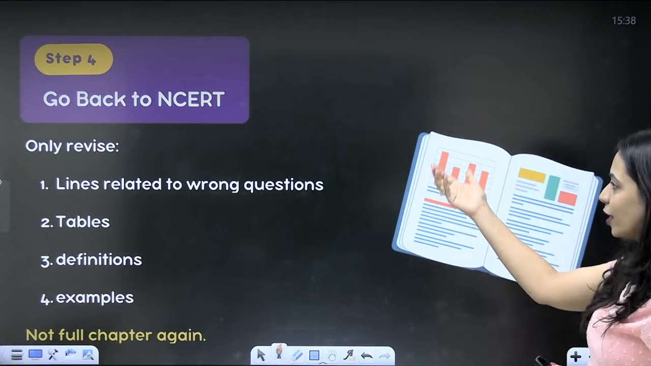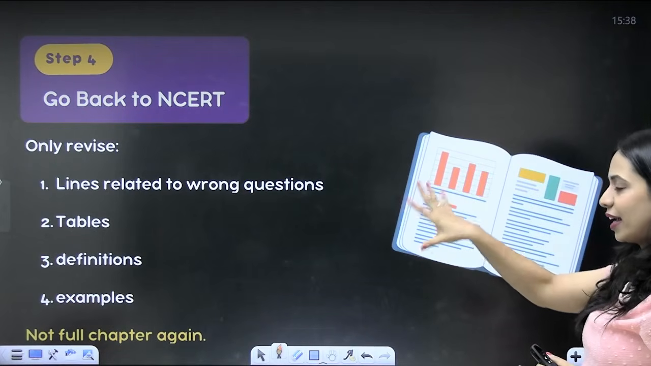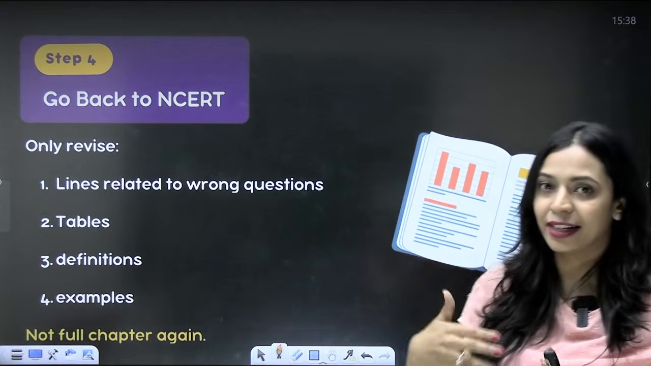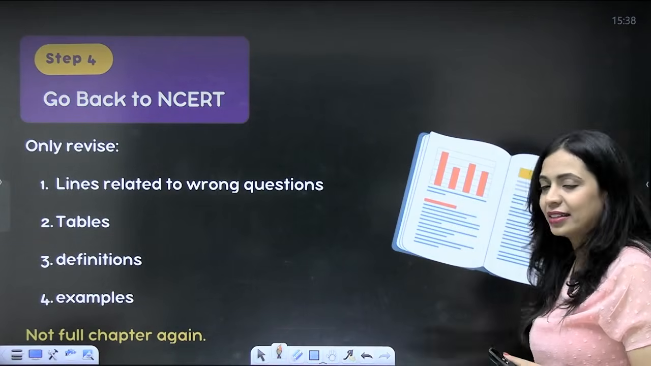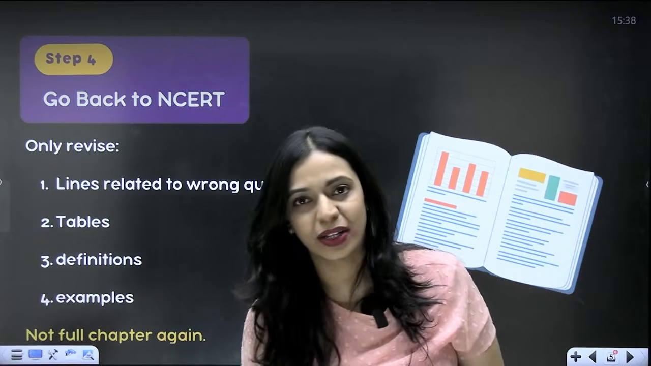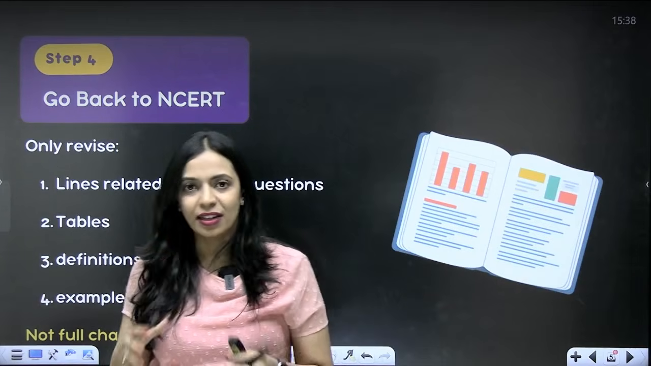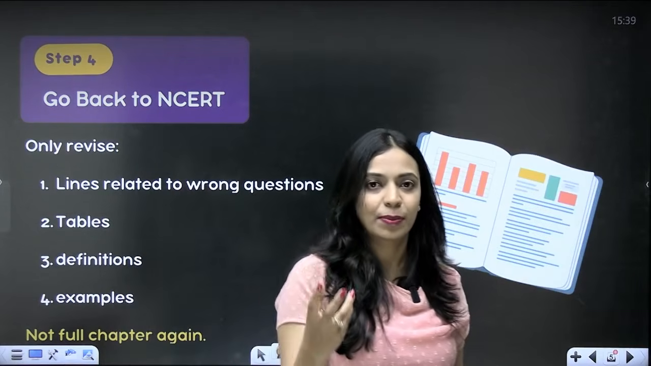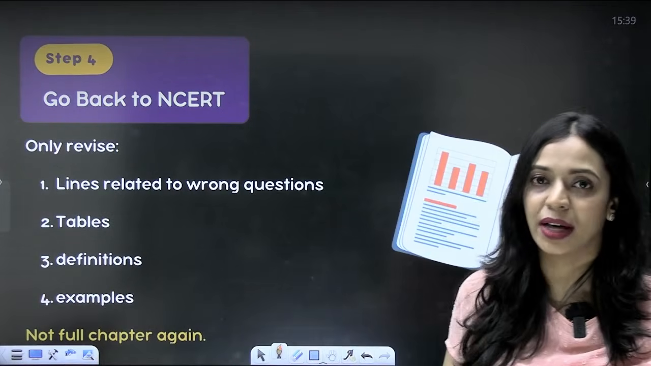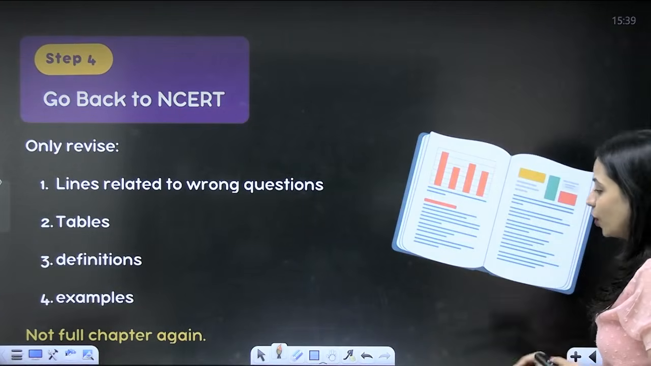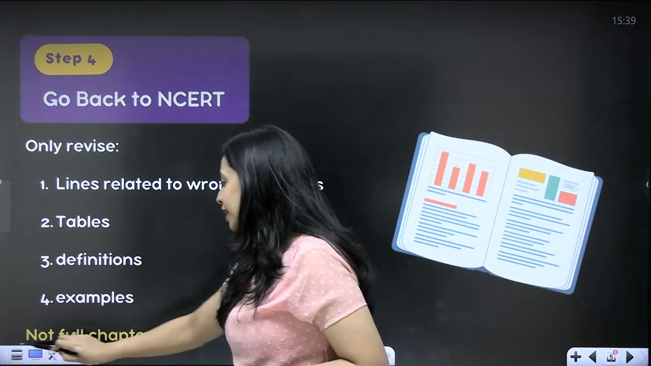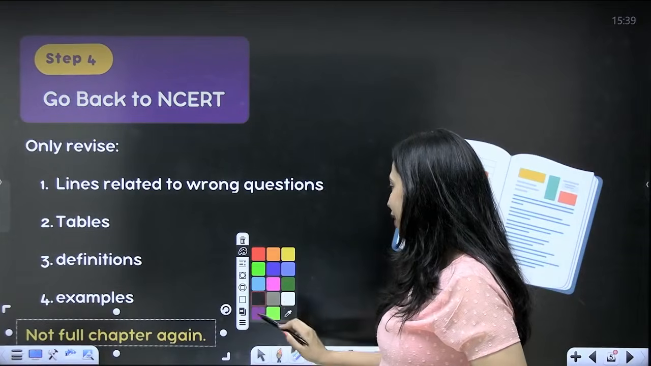So go back to NCERT, whichever lines are related to the questions you answered incorrectly, go back and read that. If it's a table comparison, go back to that. Whatever is the struggle you are dealing with, whatever concept is bringing your score down, that is exactly what you will have to work on. You don't have to do the full chapter again. Now is not the time to do it.